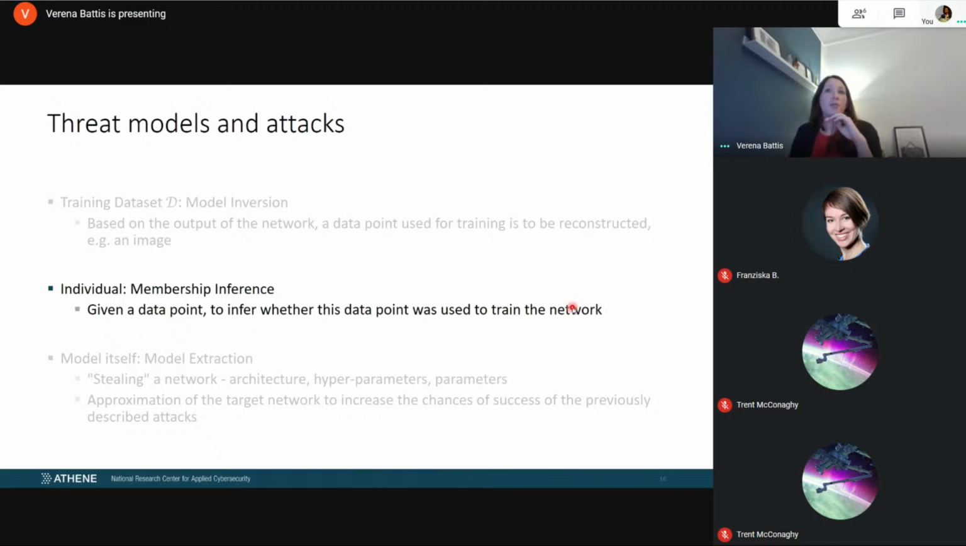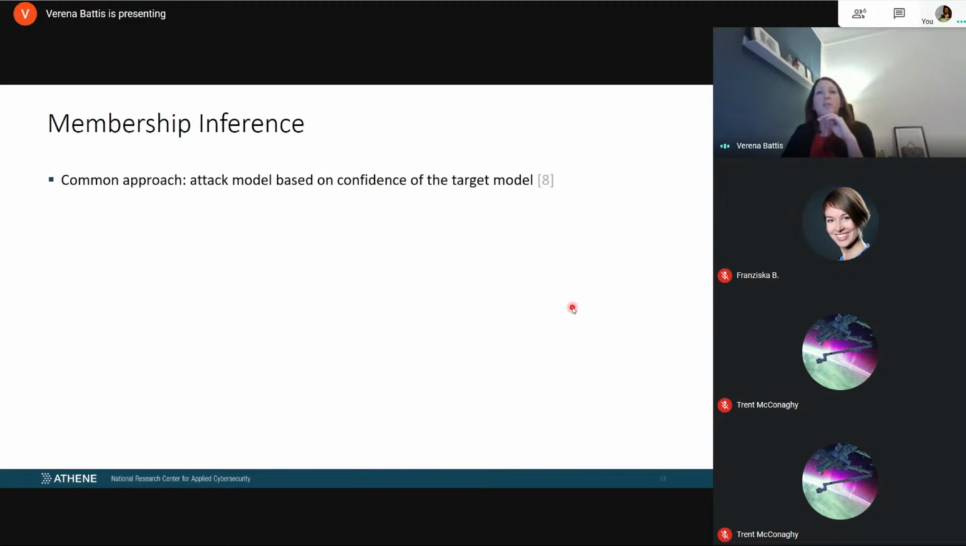Given a data point, the adversary wants to infer whether this data point was used to train the network or not. Even as little information as whether a specific data point was used to train the model might leak sensitive information. For instance, the data was used to train a model to detect a specific disease or genetic defect. How does membership inference work?